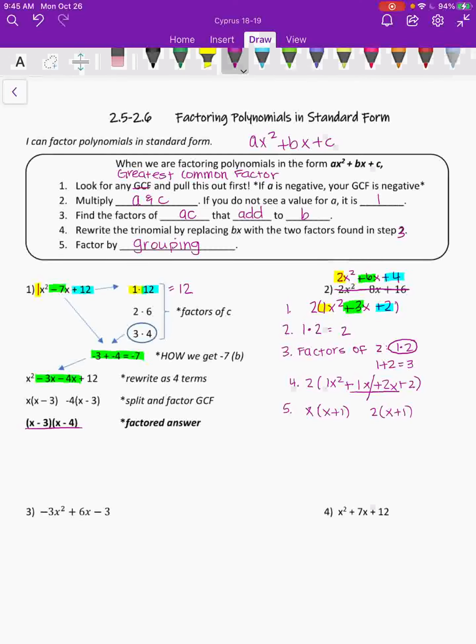So now I can group. We have our x and 2, and our x plus 1 and x plus 1. So we have x plus 2 and x plus 1. And then now finally bring that 2 back down out front. And we have our final answer. Okay.